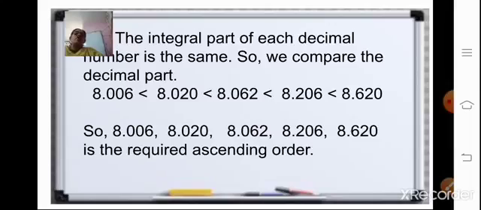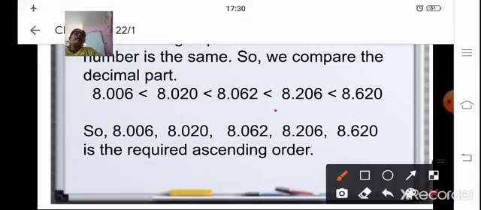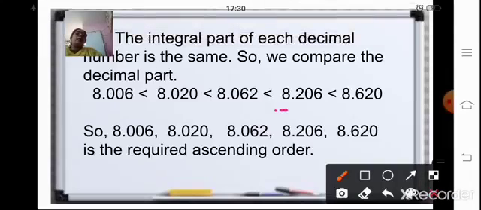So 8.006 is smaller than 8.020, is smaller than 8.062, and 8.062 is smaller than 8.206, and 8.206 is smaller than 8.620. So while writing the numbers, we'll remove this sign and then write. So 8.006, 8.020, 8.062, 8.206 and 8.620 is the required ascending order. So we have arranged it in ascending order.